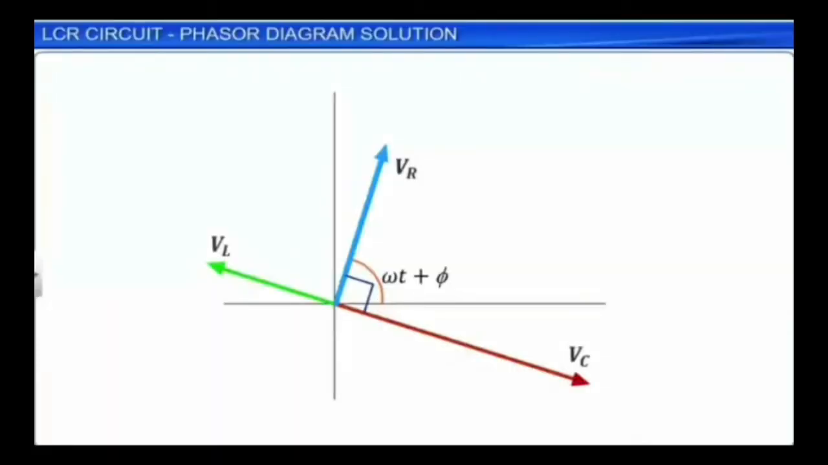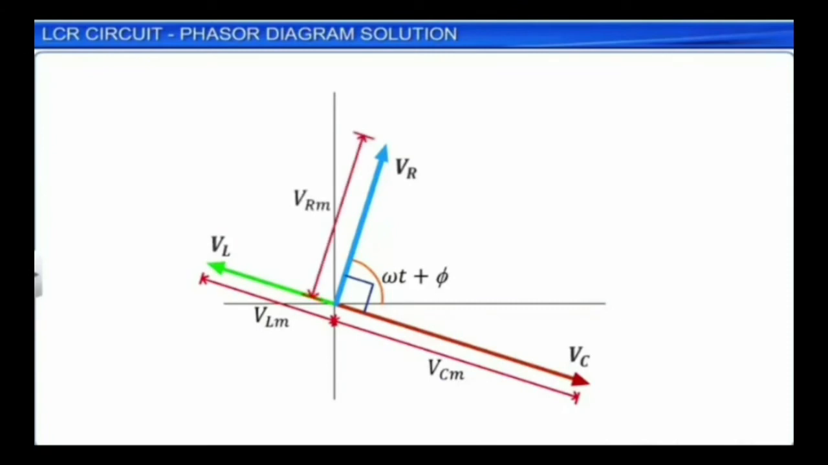From the phasor diagram, we can say that the voltages across L and C are out of phase. That means there is a phase difference of 180 degrees, and that is why they are drawn in just opposite directions. Their lengths are taken to be VLM and VCM, that is their amplitudes. And the length of the phasor VR is taken as VRM, which is the amplitude of voltage across R.